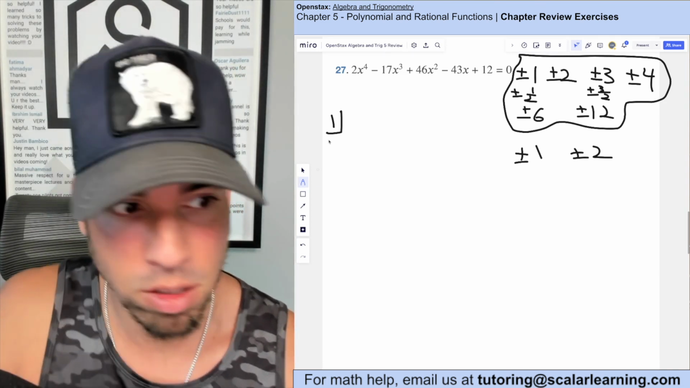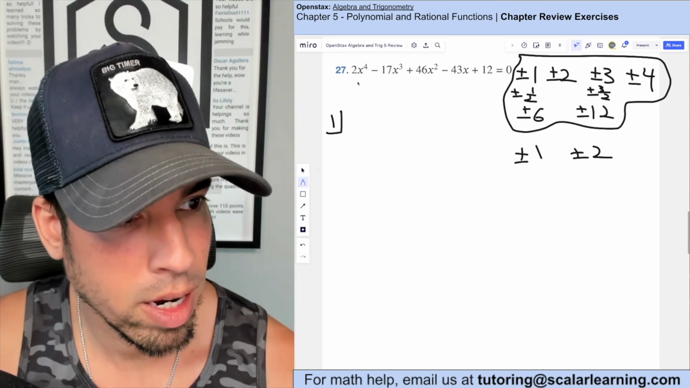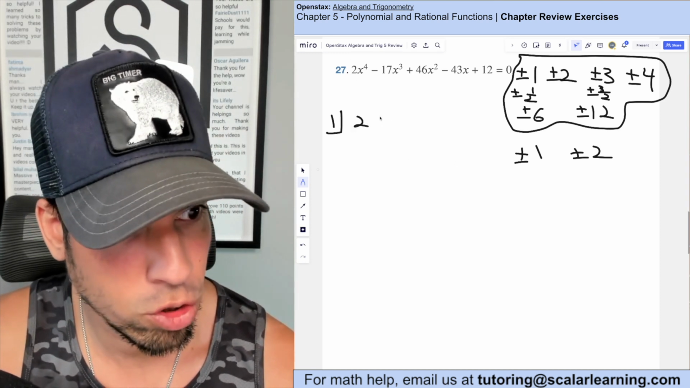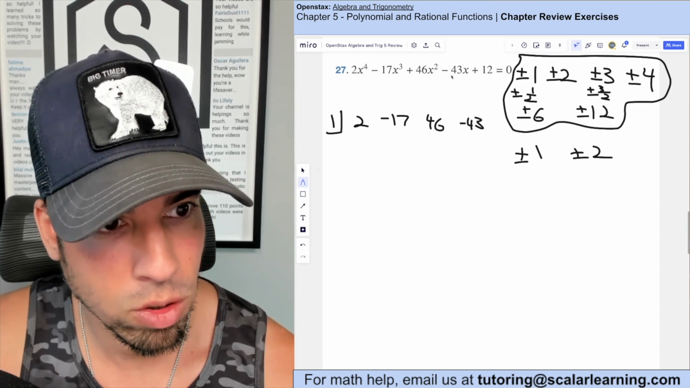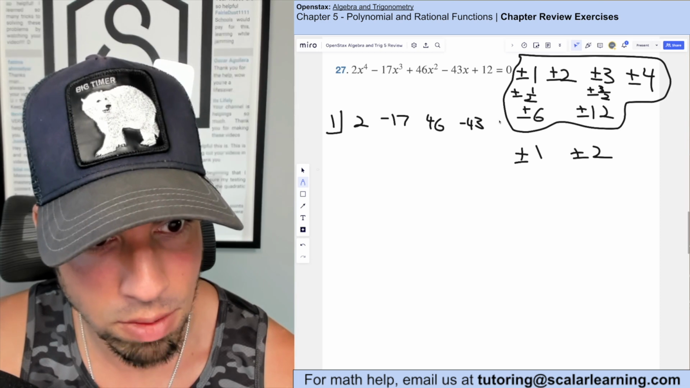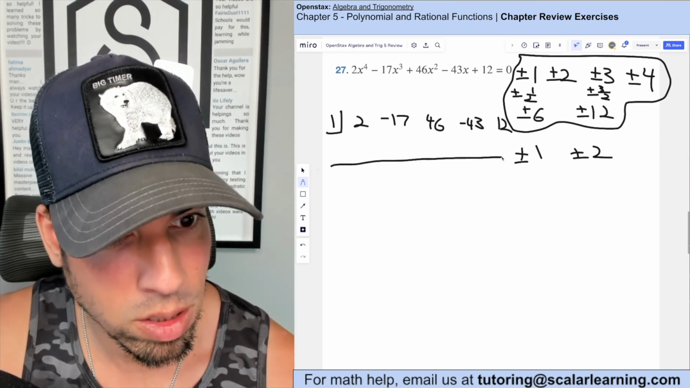That tells you you've got a solution. So let's start with 1, and we have the coefficients in descending order: 2, -17, 46, -43. Don't forget those signs, right? That minus really makes that negative. And then +12. Now let's run synthetic division.